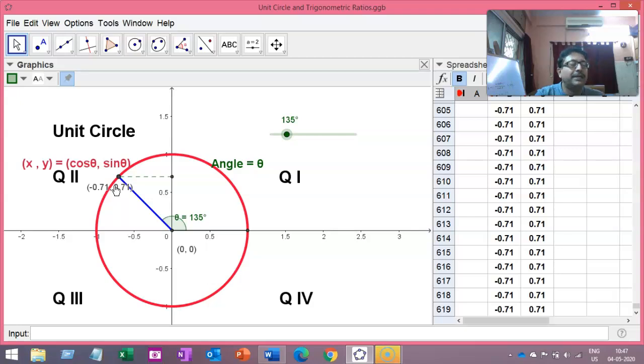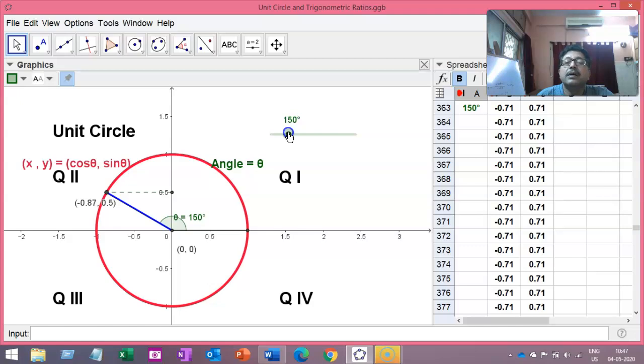Rest of them will be negative. Cosine, when you are going to calculate, it is minus 0.71 by something. Tan and sec, others when you are going to calculate, they will show you the negative value over there. So in second quadrant, only sine and cosec are positive, rest of them are negative. What happened in quadrant 3? So let us take an angle in the third quadrant.